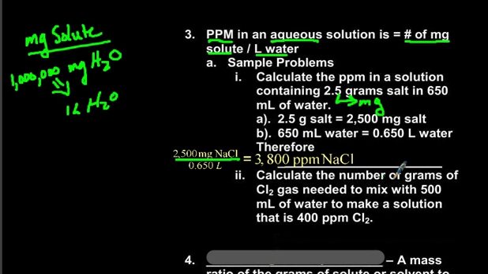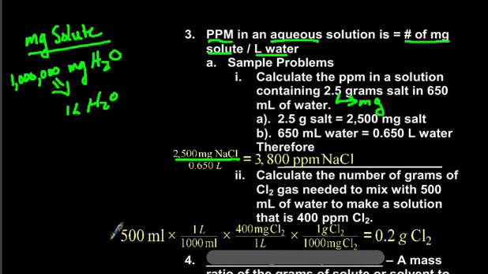So if we do another one, calculate the number of grams of chlorine gas needed to mix with 500 milliliters of water to make it 400 parts per million. We do the same thing as the molarity problem on the previous one. The 400 parts per million is our conversion factor. So we're going to multiply our 500 milliliters of water by 400 ppm after we convert it to liters.